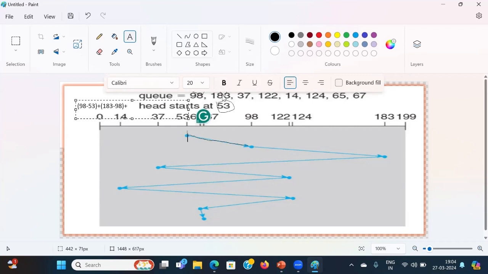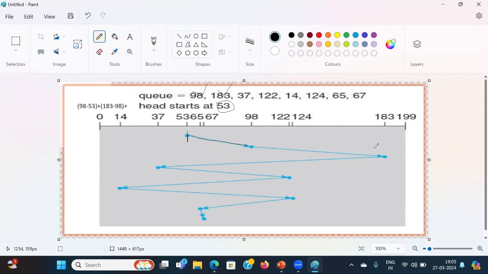Okay, so is this the end? No. After 183, the next element you have is 37. So now you have to move again to track number 37. What is the current status of your read write head, where is it? It is on 183. Now from 183, it has to move all along to 37. So what is the displacement you can give now? The displacement is 183 minus 37. Okay, so this is how it will be calculated.